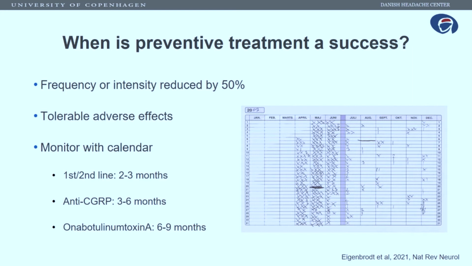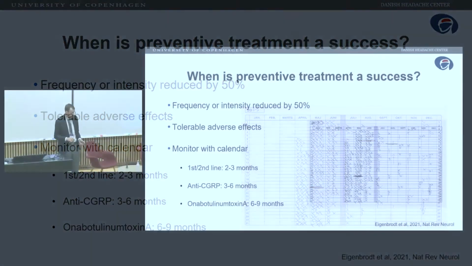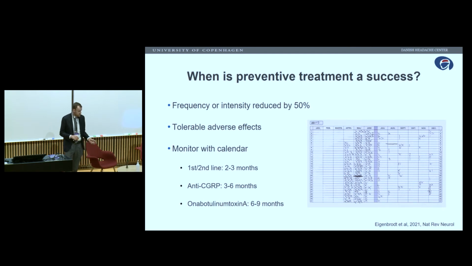When is it a success? Again, not written in stone, but some trials look at the frequency or intensity reduced by 50%. That's also part of the recommendations in the International Headache Society's clinical guidelines for RCTs. Should be tolerable, of course, in terms of adverse effects, and you should monitor with a calendar. So for 1st and 2nd line prevention, monitor treatment responses in 2 to 3 months. For anti-CGRP treatments, 3 to 6 months. And for Botox or onabotulinumtoxinA, 6 to 9 months.